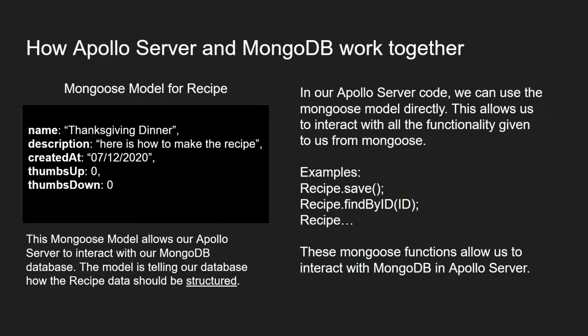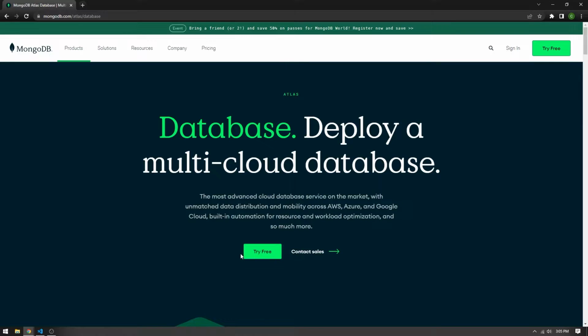So in our Apollo server code, we can use the Mongoose model directly. So we can use any functionality that is in the actual Mongoose documentation. This includes recipe.save to save your recipe to your database, and maybe recipe.findById to look at all the different recipes in your database and see if they match a certain ID. Mongoose has a bunch of functions that I'll go over in this video, but the important part is that there's a bunch of Mongoose documentation. If you want to look at any of the specifics of Mongoose, just look up Mongoose documentation on Google. All right, so let's get started.